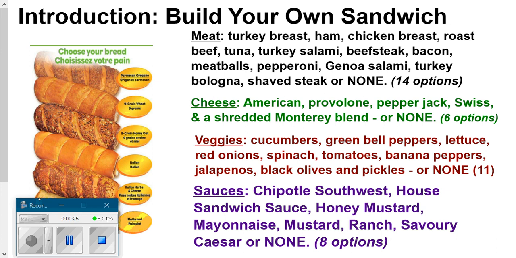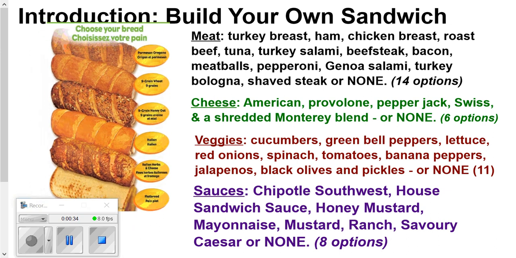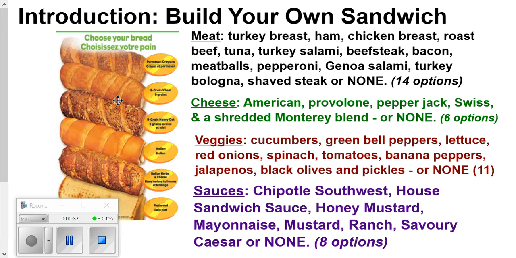So maybe you've been ordering in from different restaurants. This was off of the Subway menu, and so suppose that you wanted to order some sandwiches. According to the menu I found online, these are the different kinds of bread you could get. So there's 1, 2, 3, 4, 5, 6 different kinds of bread. And then you can see that for meat, there are 14 options because there are 13 kinds of meat, or you could choose to have none. And then for cheese, there's 5 kinds of cheese or none. For the veggies, there are 11 kinds of veggies, and for the sauce, there's 8 kinds of sauce.